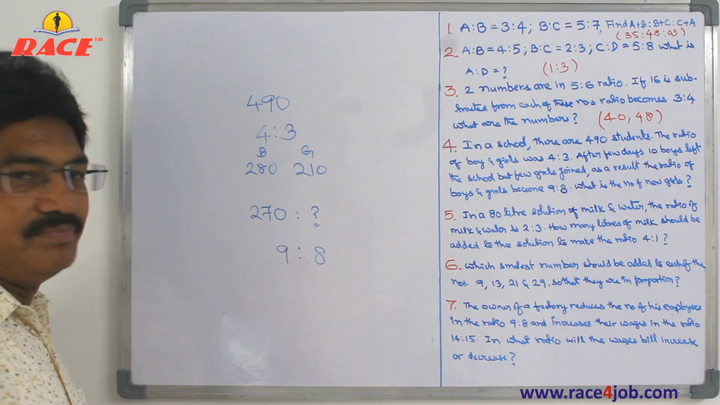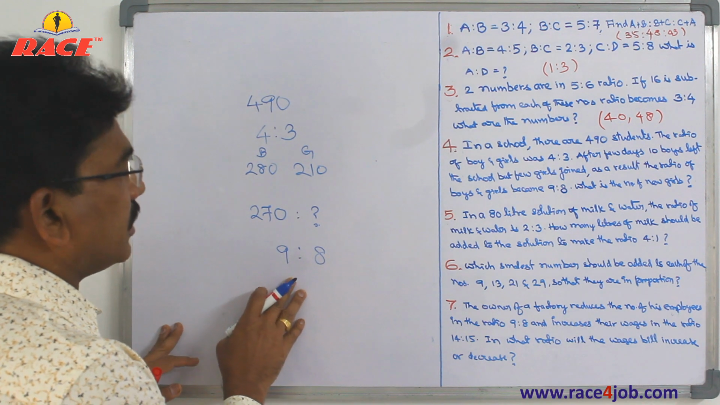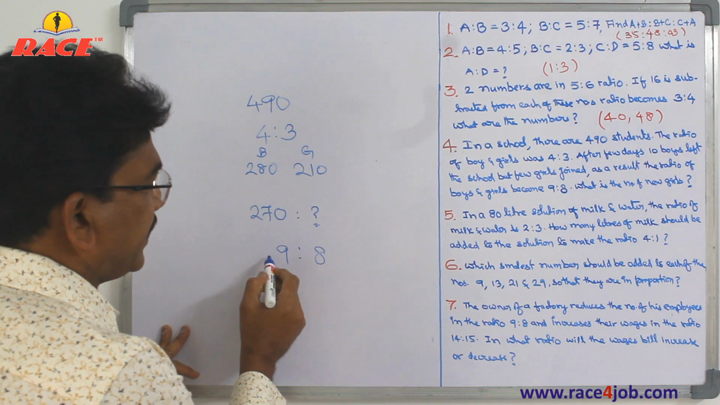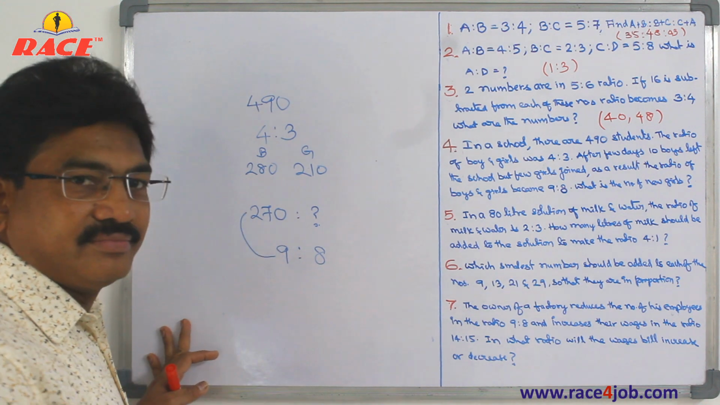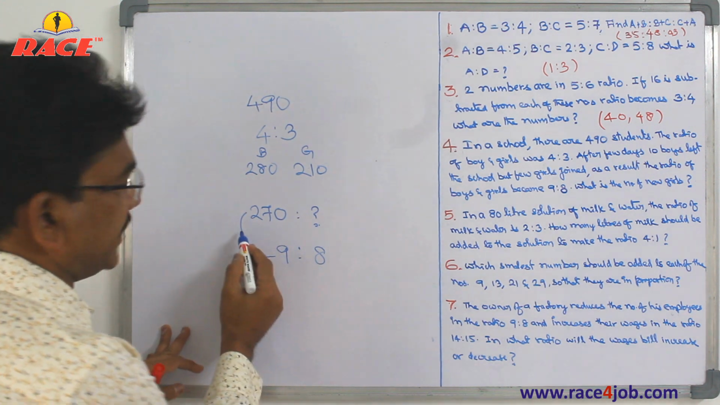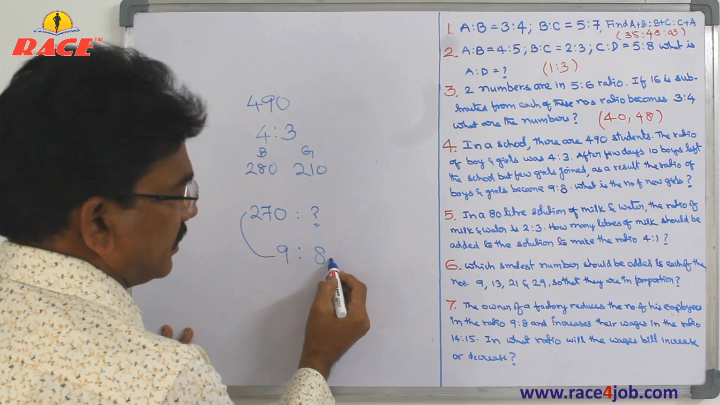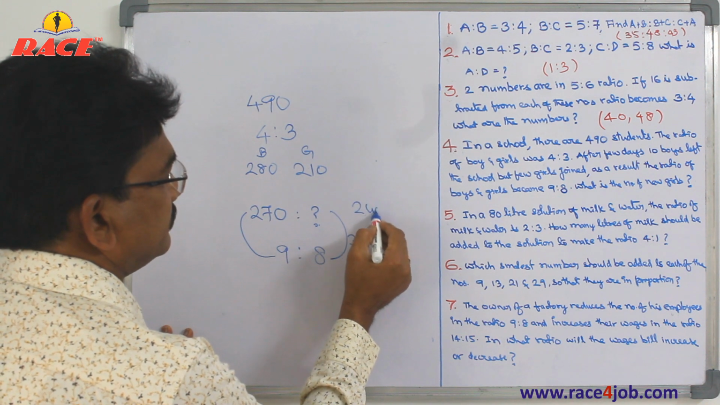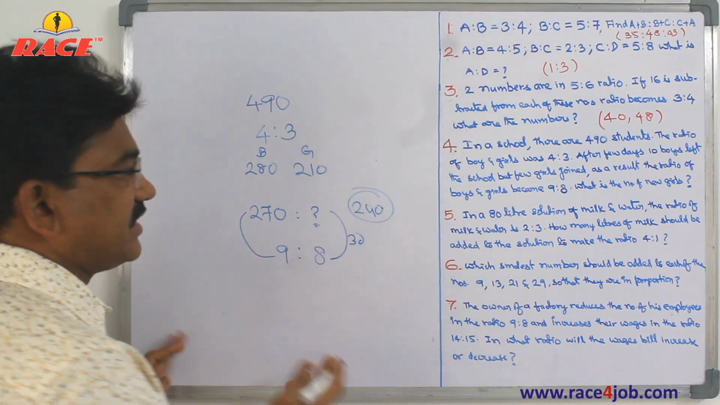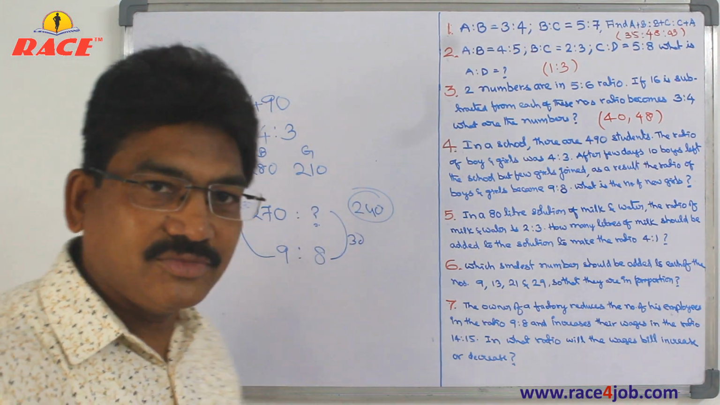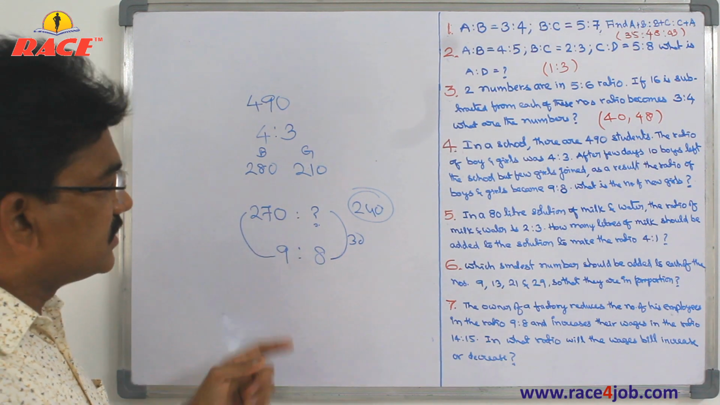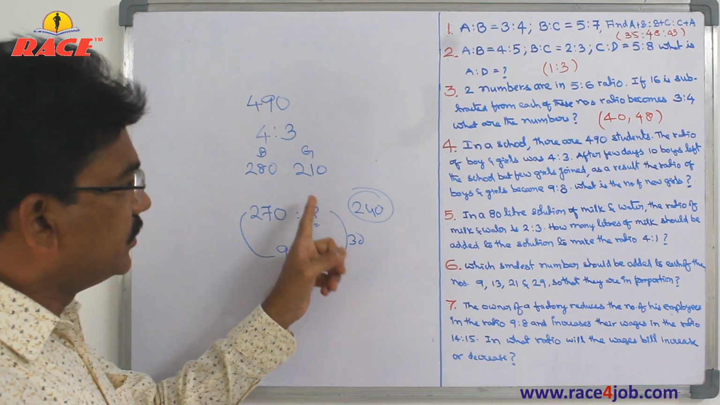So very simple. Okay, now he has given 270 boys are there. The ratio is their part is 9 parts. 9 parts is 270. Okay, each part is 30. 8 parts here for girls, 8 into 30, 240. 240 girls are there. This is so simple. Okay, so 9 parts is boys, 8 parts is girls. 9 into 30, 270. 8 into 30, 240.